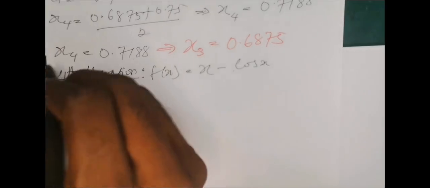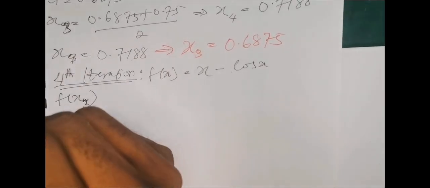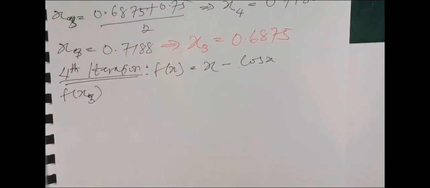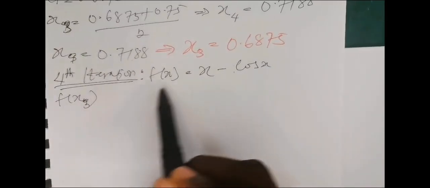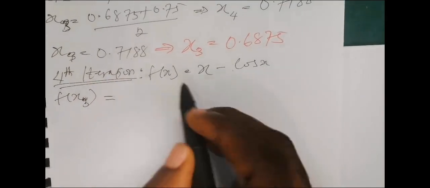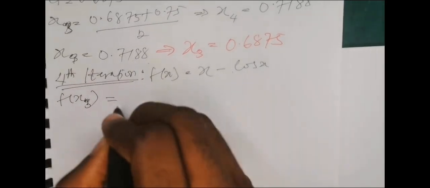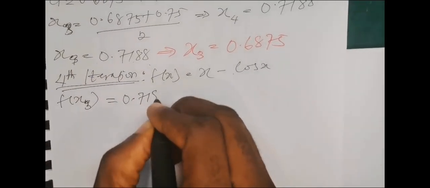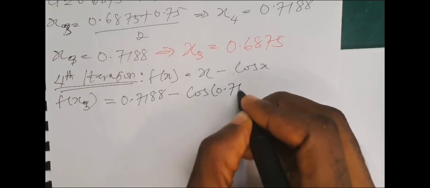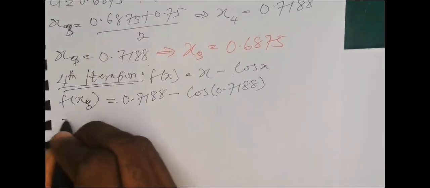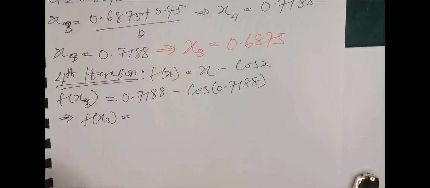It turns out this is supposed to be s3, guys, and not s4. So we find f of s3. We simply plug in the value of s3 into the equation. In place of s, we plug in s3. s3 is 0.7188. So you have 0.7188 minus cos 0.7188. So this implies f of s3 is going to be equal to, let's obtain this value and see.